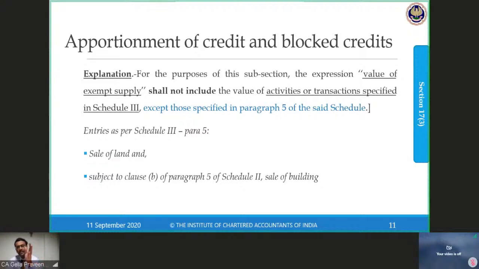Another example, barring your lottery, betting, etc., actionable claims. Actionable claims are covered again under Schedule 3. If there is an income by way of an actionable claim, again, it is covered under Schedule 3. Please don't include it for the purpose of my exempt supply. So in the examination, definitely one adjustment for 3 marks can be expected from this 17.3 exempt supply. They'll give you a list of transactions. We'll take an example, don't worry. Out of the list of transactions, I have to calculate what is my exempt supply, for the limited purpose of section 17 subsection 3.